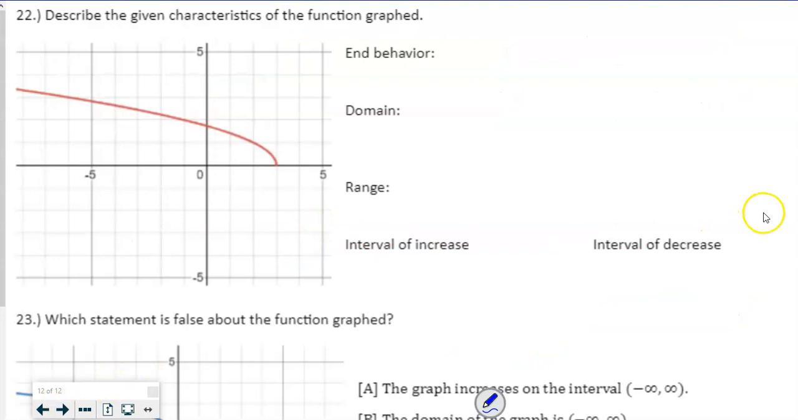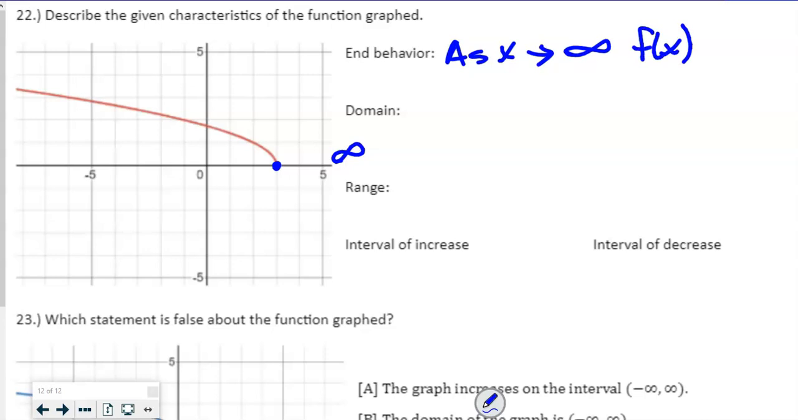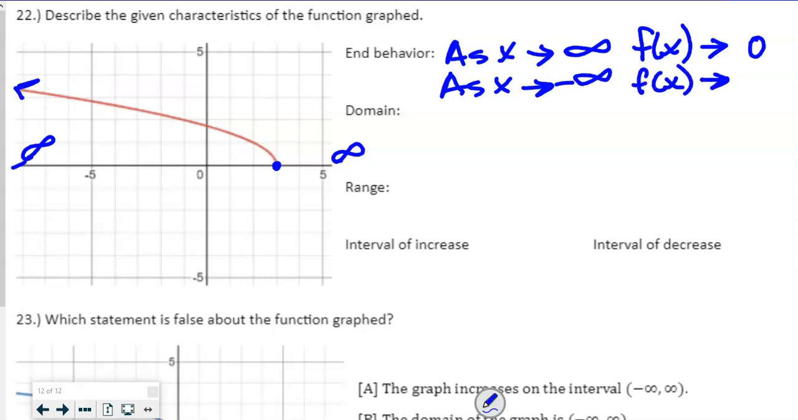All right, this one says describe the given characteristics of the function graph. So end behavior. We're looking as x approaches infinity. That's over here. Doesn't the graph stop right there, y'all? So what is our y value? That's f of x, right? Y and f of x are interchangeable. F of x approaches what? 0, right? And then as x approaches negative infinity, now we're going this direction. Where's that graph headed, y'all? Yep, to infinity. Okay?